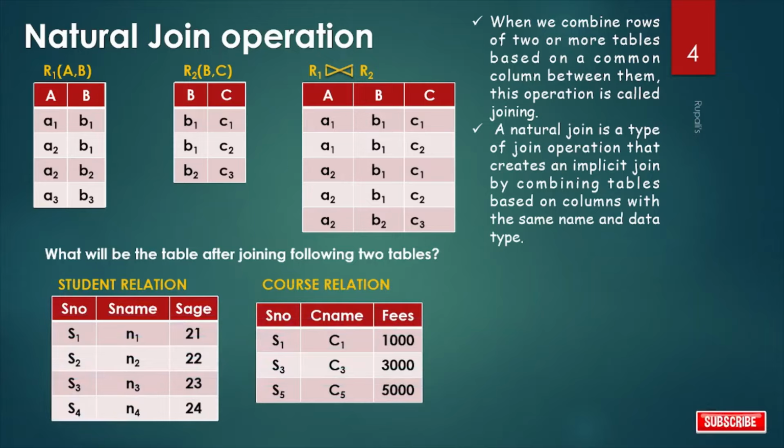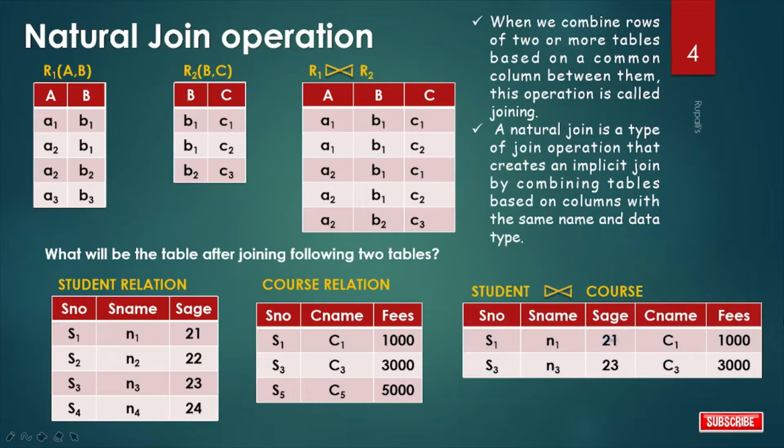Take another example. So, this is the student relation and this is the course relation. After performing the natural join operation, we get this table. And what is the common column between these two tables? It is SNO. Based on SNO, we perform the natural join operation and we get this result.